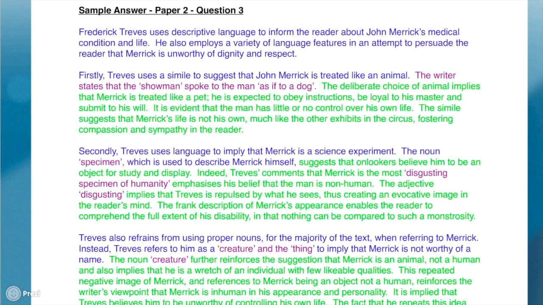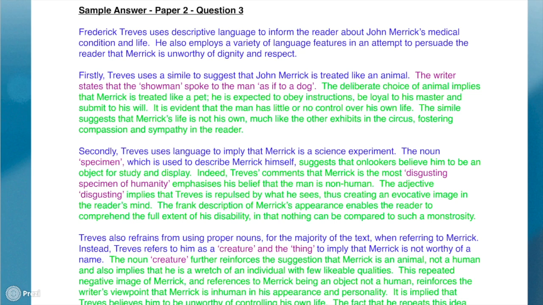Now what we need to do in each paragraph is explain to the examiner which language features and which specific words do those things. Okay, so I start my answer like this. Firstly, Treves uses a simile to suggest that John Merrick is treated like an animal. So I've taken the language feature simile and I've explained how this specific simile is used. So what does it do? The writer states that the showman spoke to the man as if to a dog. So we've included our quote as an embedded quote. So again, that's showing a higher level of sophistication.